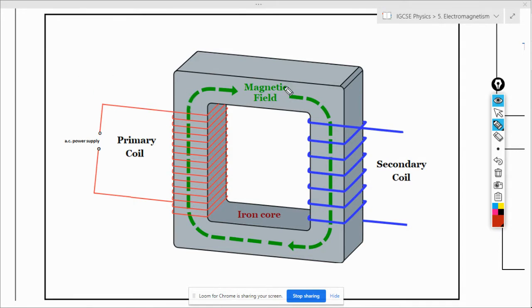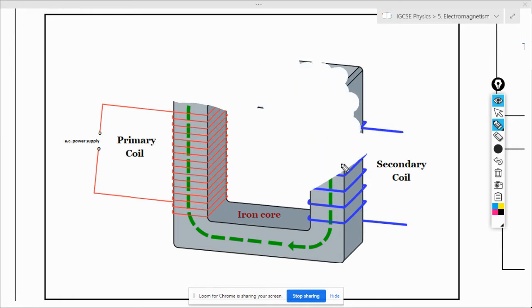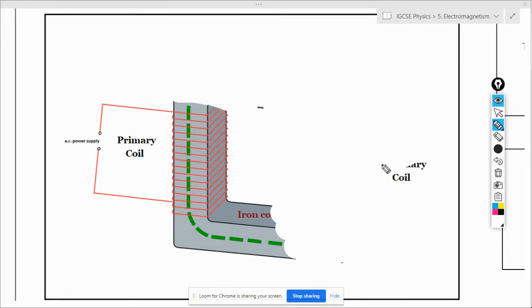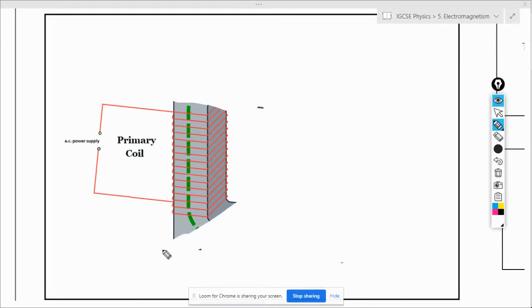So this would have, if it weren't for this, let's just get rid of this iron core for one second. Let's just pretend we have just a coil of wire. Okay, we just have this coil of wire and we have AC current going through this coil of wire. If that were the case, the magnetic field around this coil of wire would look something like this.